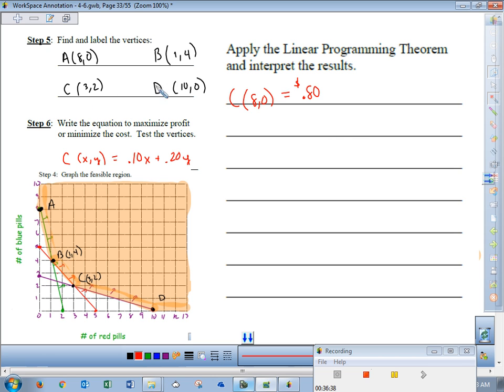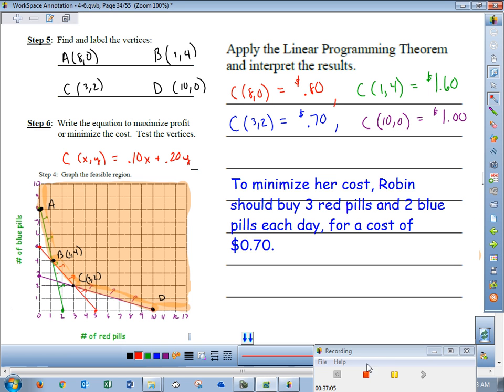Substitute the rest of these in, B, C, and D, into this cost equation and find them for me. So I got the cost of 1 red pill and 4 blue pills to be $1.60. The cost of 3 red pills and 2 blue pills to be 70 cents. And the cost of 10 red pills and 0 blue pills to be $1.